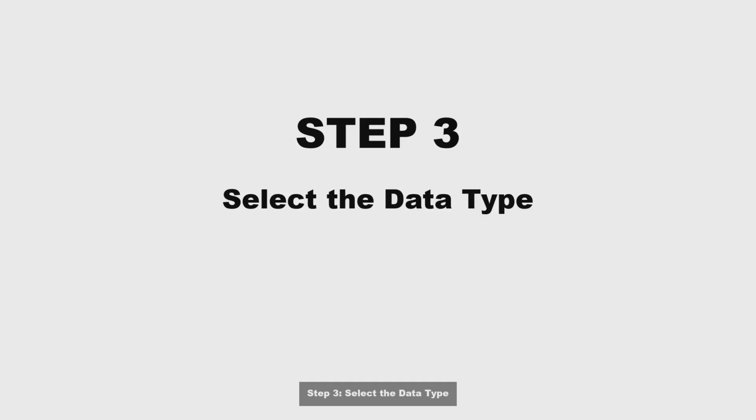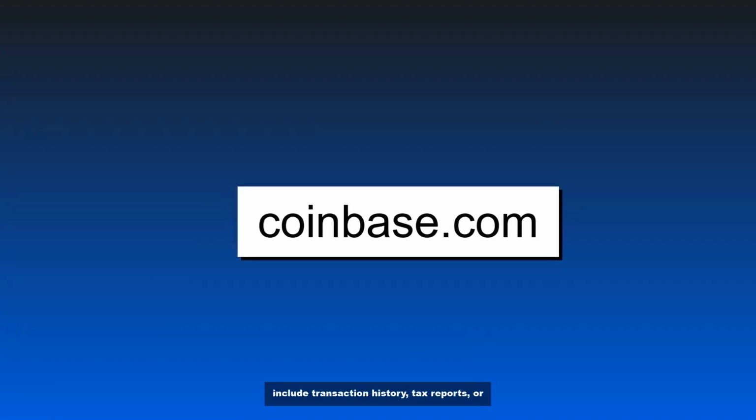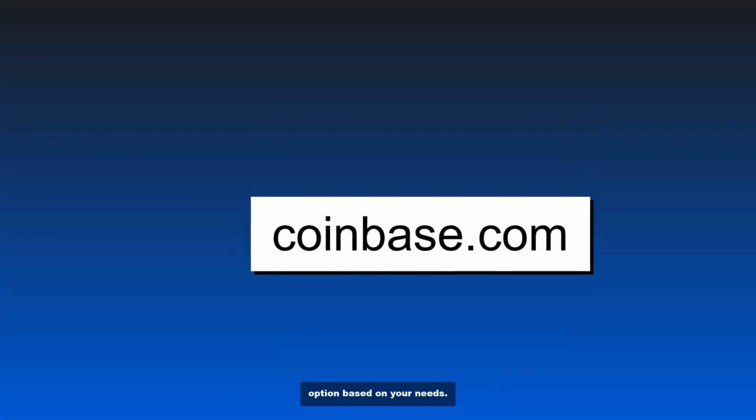Step 3. Select the data type. In the Reports section, choose the type of data you want to download. Options may include transaction history, tax reports, or account statements. Select the relevant option based on your needs.